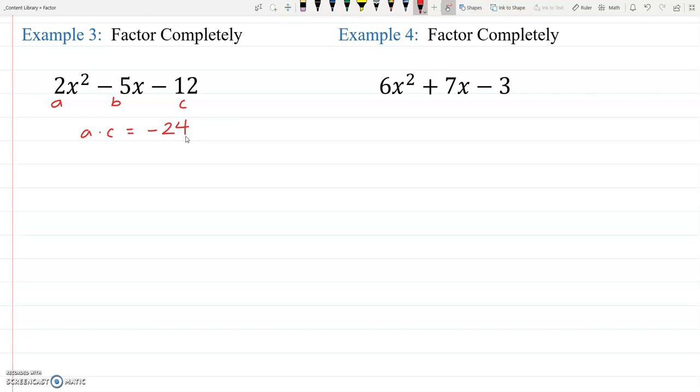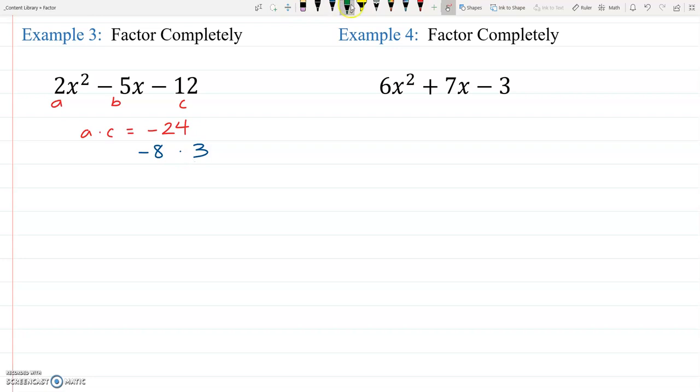The other thing I need to do is find 2 numbers that multiply to give me negative 24, and when I add them, I get negative 5, the B term. If I did negative 8 times 3, that gives me negative 24. And if I added negative 8 plus 3, I get negative 5. That's how I need to split up my middle term.